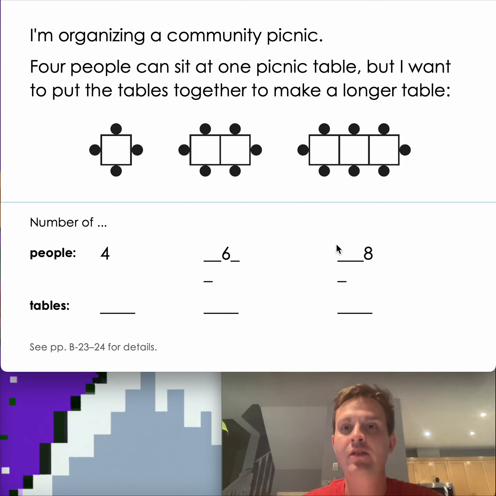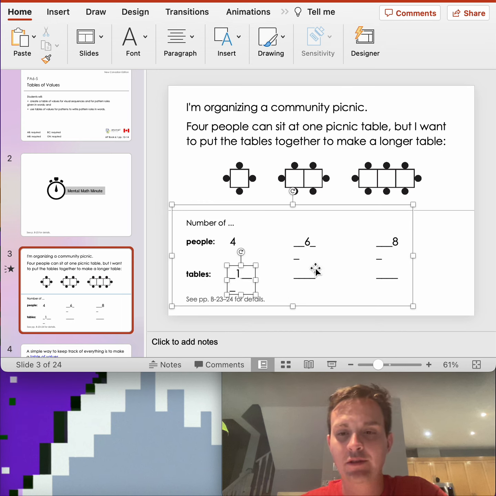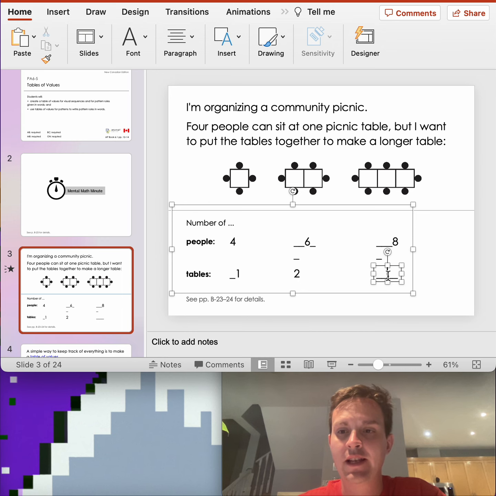Is this an increasing or decreasing sequence? That's right, it's increasing. Remember that when numbers get bigger, the sequence is increasing. When numbers get smaller, the sequence is decreasing. I want to keep track of the number of people sitting at the table, but I also want to know how many of the small picnic tables I need for different numbers of people. So when there are 4 people, I need 1 table. When there are 6 people, I need 2 tables, and 8 people, I need 3 tables.